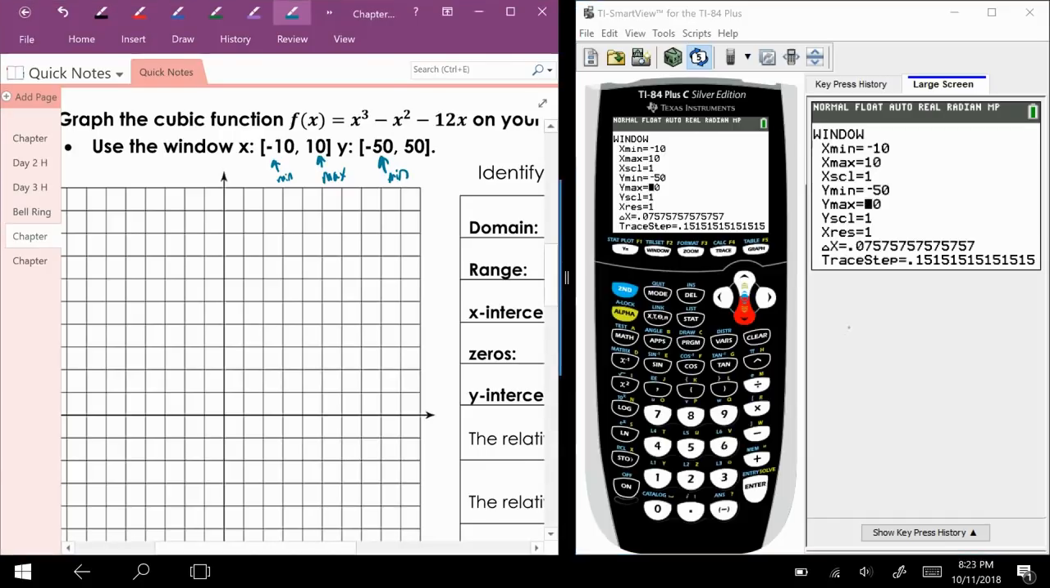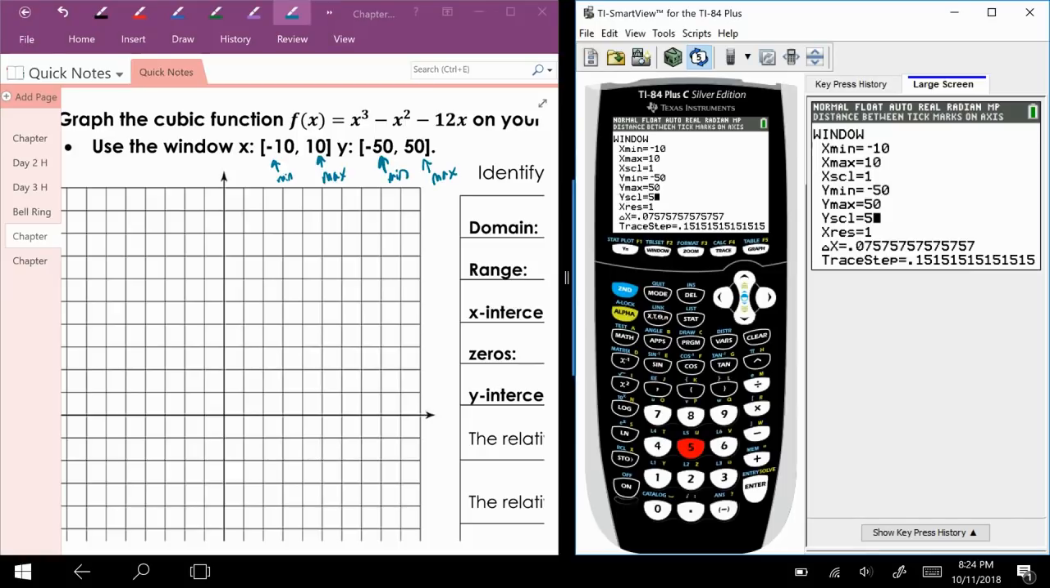And then my max here is going to be a positive 50. Put that in. Now, when you're going by 50s, you can go up by 1, but that's kind of a lot in my opinion. So maybe I'm going to go up by 2s, or maybe by 5s. I'm just going to go up by 5s.